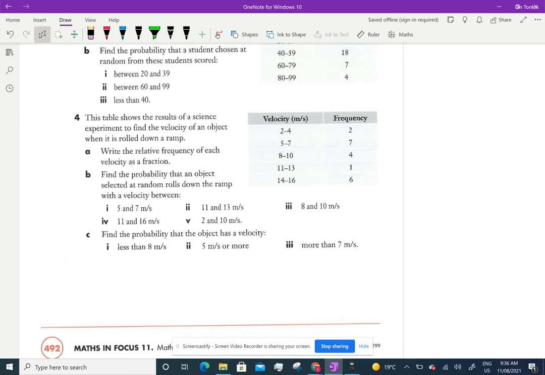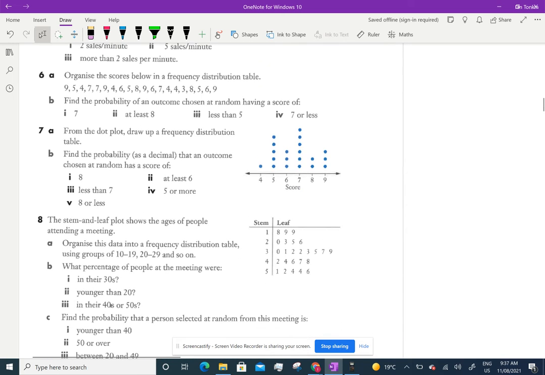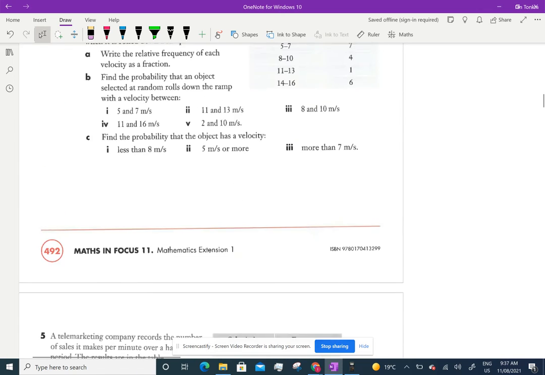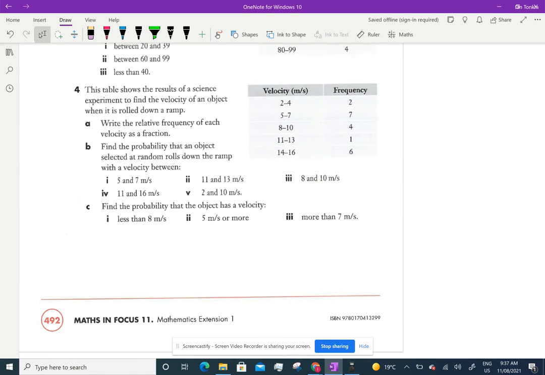Table shows science. Are there many more? 6, 8. Okay, so I'll go down and I'll do a stem and leaf. So 4. Science experiments to find the velocity of an object when it's rolled down a ramp.